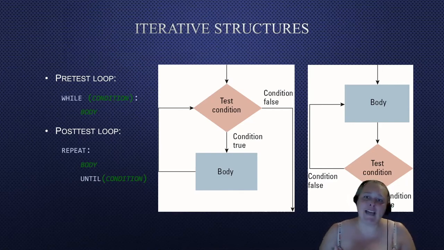A post-test loop is going to do something first and then do the check. So what we do is we use something called a repeat until. So in this case, we have repeat body until. So keep printing a number I'm giving you until the number is bigger than 10. So that's the real difference between the two.